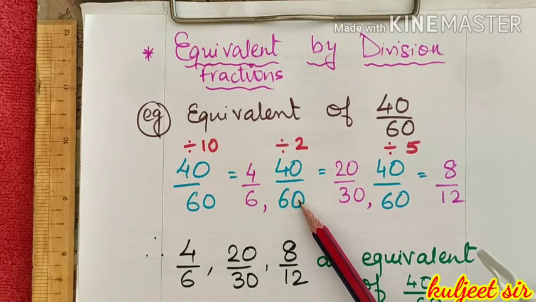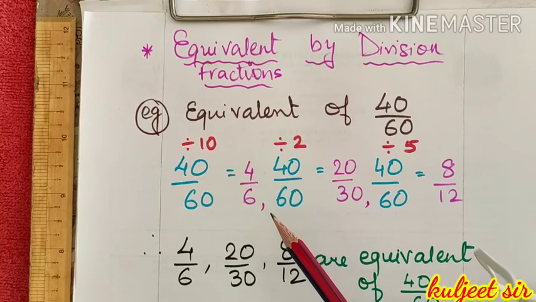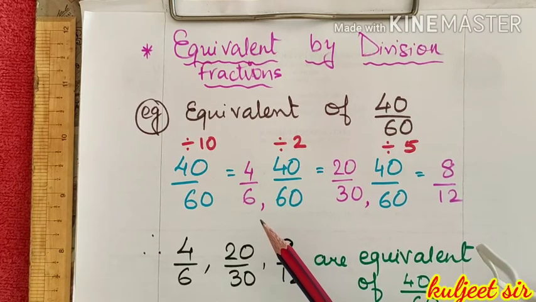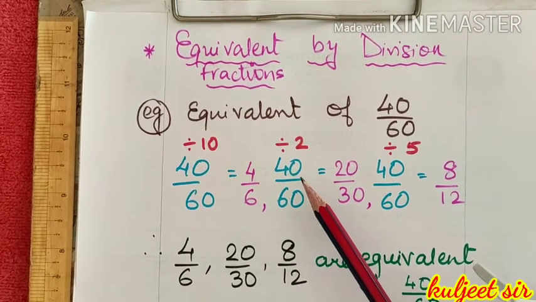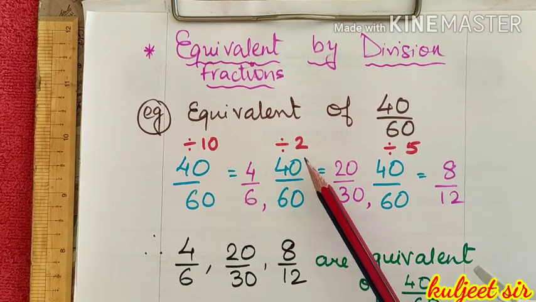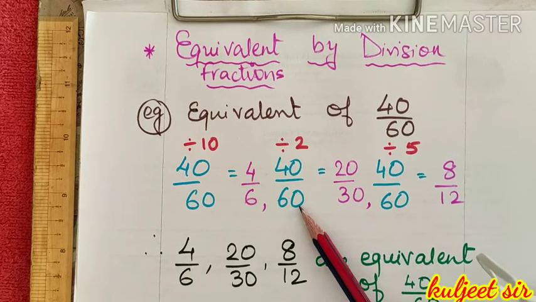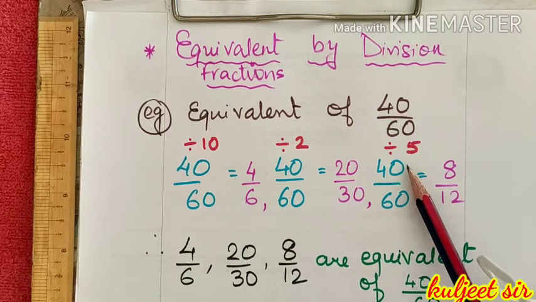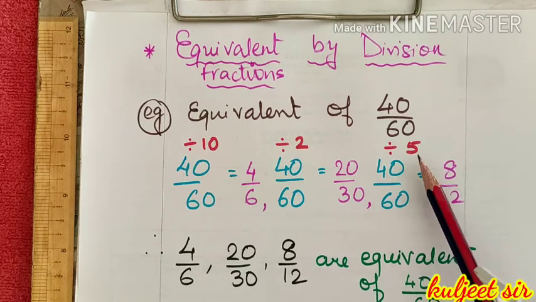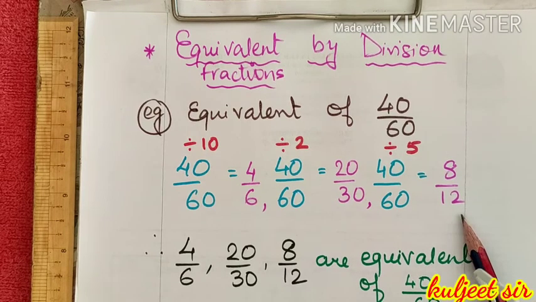Now you have to be careful that the number with which you are going to divide should divide both the numerator and the denominator. Now we divide 40 upon 60 by the number 2. 40 divided by 2 we will get 20 and 60 divided by 2 we will get 30. Again, the same number 40 upon 60 we can divide by 5. When you divide 40 by 5 you will get 8 and when you divide 60 by 5 you will get 12 as your answer.